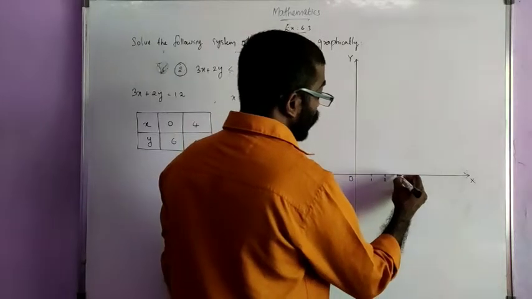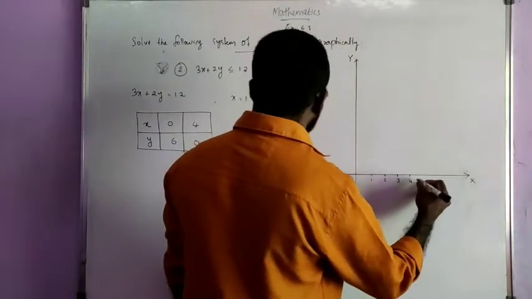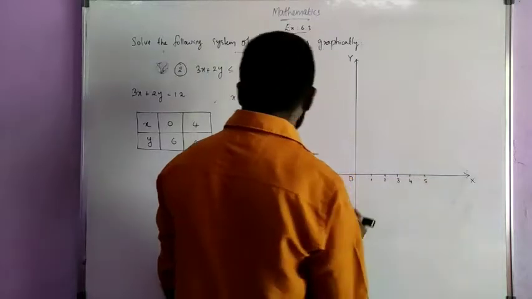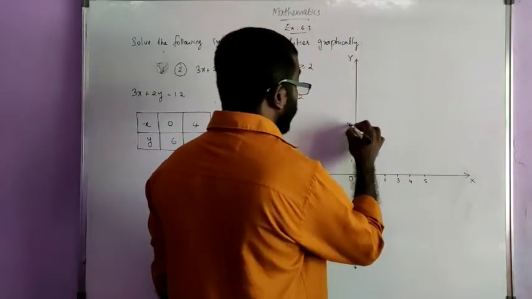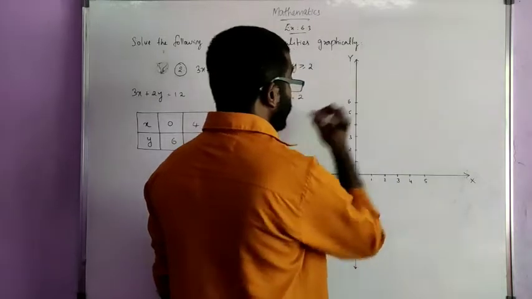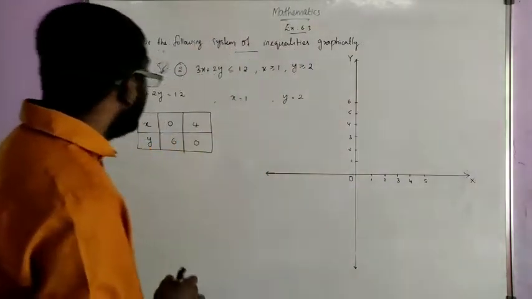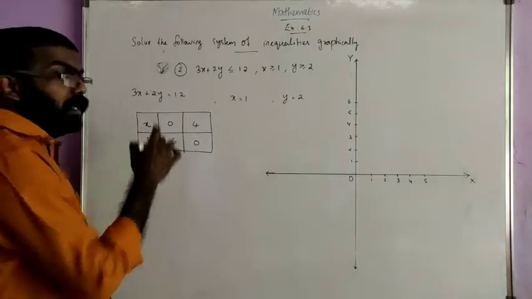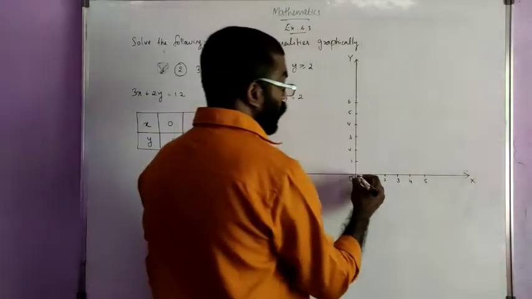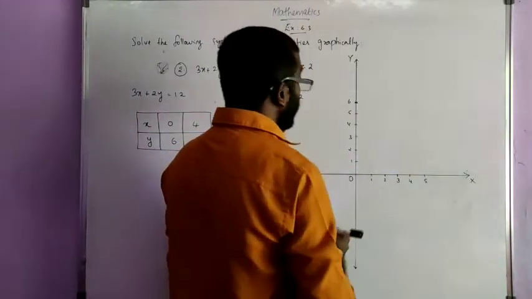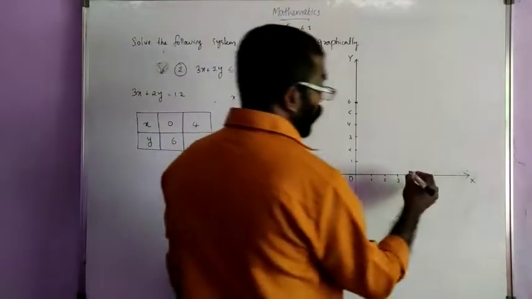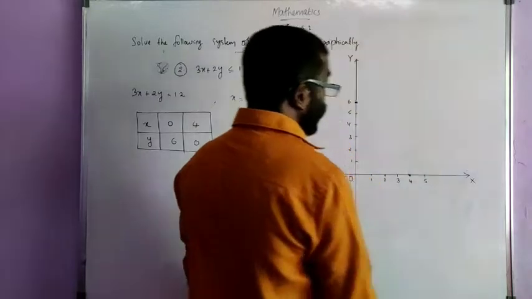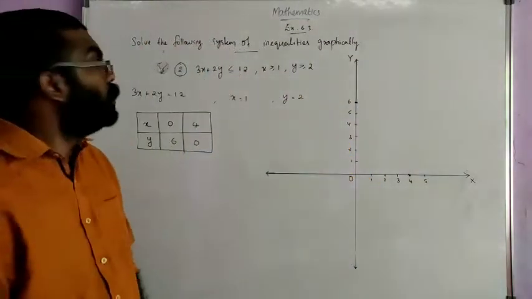One, 2, 3, 4, 5. Here 1, 2, 3, 4, 5, 6 and so on. Okay. First is 0, 6. 0, 6 here. Then next point is 4, 0. Here we can mark 4, 0. Now we can join these 2 points.